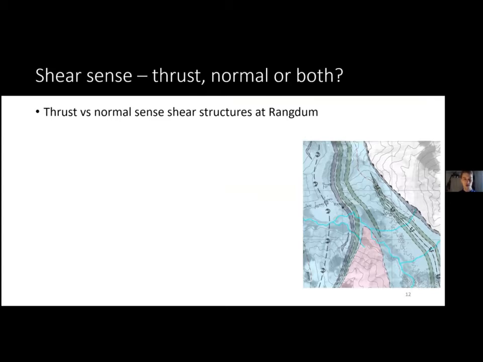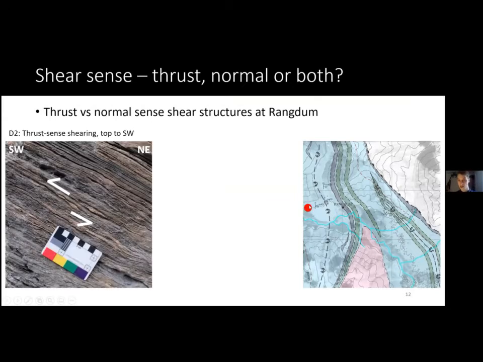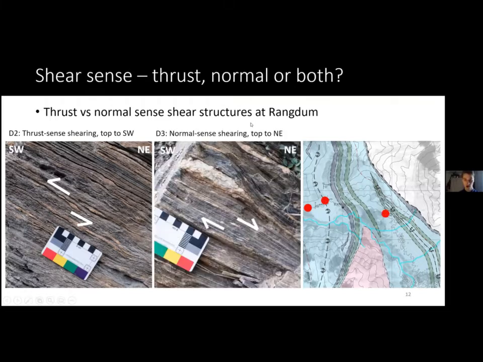So I'm going to show you a few field photos now, just constraining the switch between thrust and normal sense shearing. So this first field photo here is indicated by the location of this red dot on the map. And what we see is top to the southwest, thrust sense shearing. And this next red dot indicates a location where we see both normal and thrust sense shearing in the outcrop. And this next photo here shows top to the northeast sense shearing, so normal sense shearing associated with the S3 fabric, and we see some nice calc-silicate algae there. And the final red dot on the right-hand side indicates the location of the Zanskar shear zone.